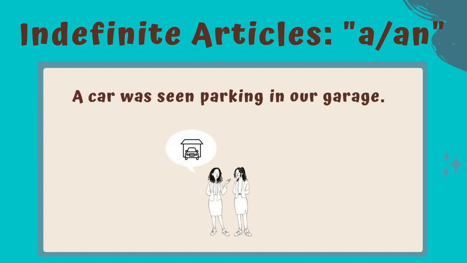Next, we have a car was seen parking in our garage. The same with the previous example. It is the subject's first time to talk about that car. It also conveys the meaning that the car they saw parking in their garage isn't theirs. Now, please remember that we use articles a and an before singular nouns.